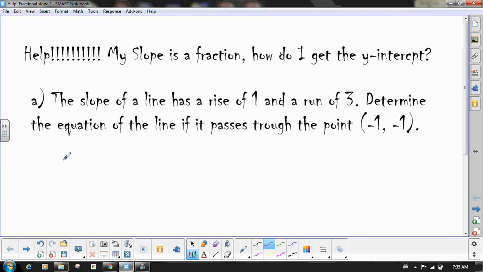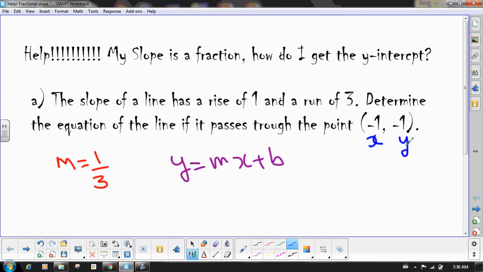So in the question it says the slope of a line has a rise of 1 and a run of 3. So we know our m is 1 over 3. Determine the equation of a line, so that's our next cue. So we're going to write y equals mx plus b. If it passes through the point (-1, -1), giving us that point, we have a value for x and a value for y, which we need. So now I'm going to substitute in. So y is -1 equals 1/3 multiplied by -1 plus b.